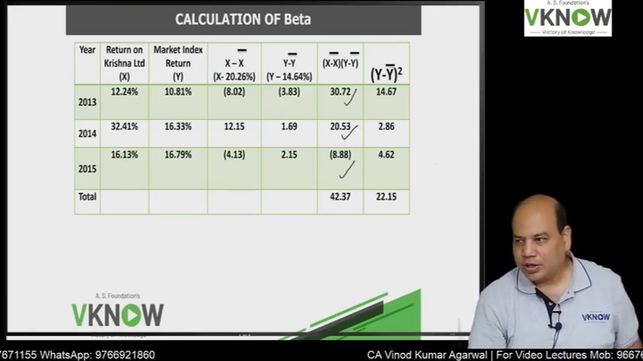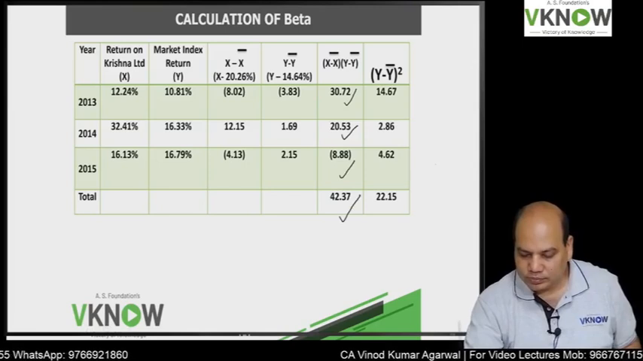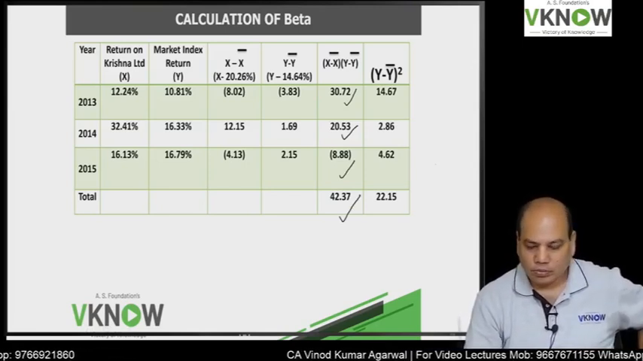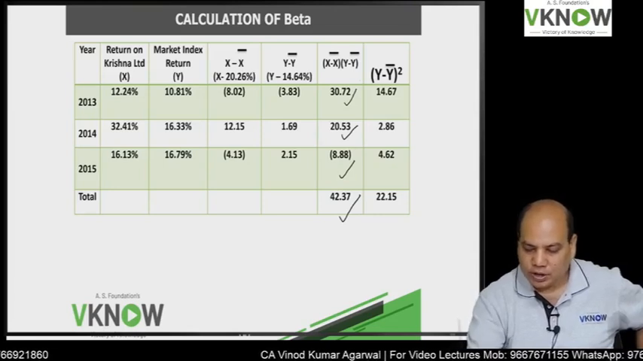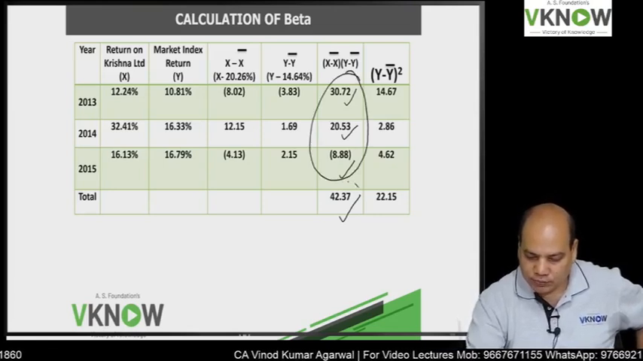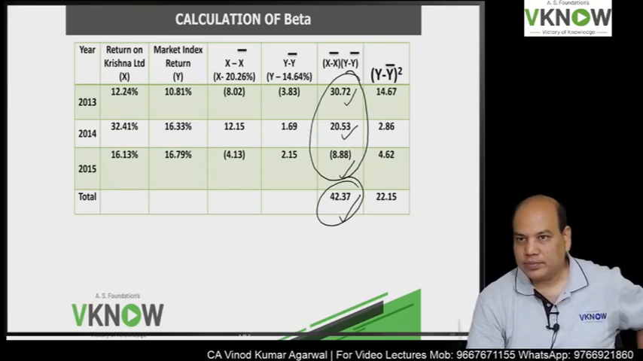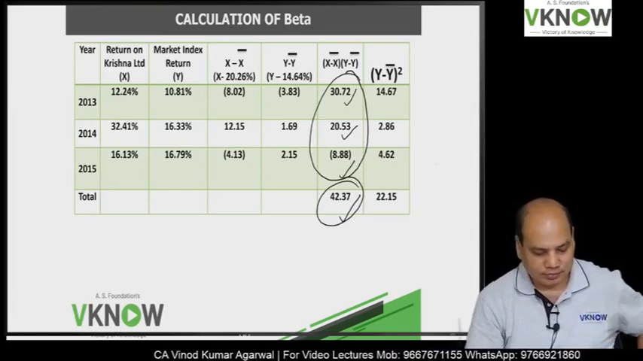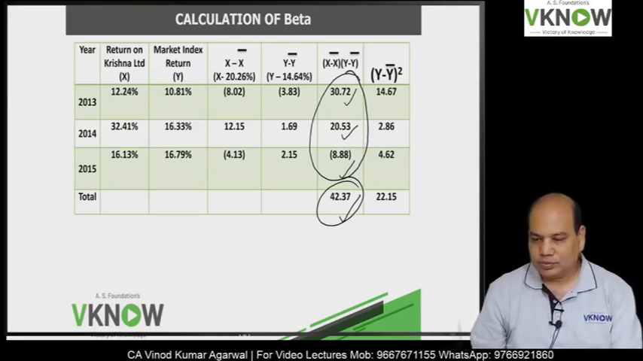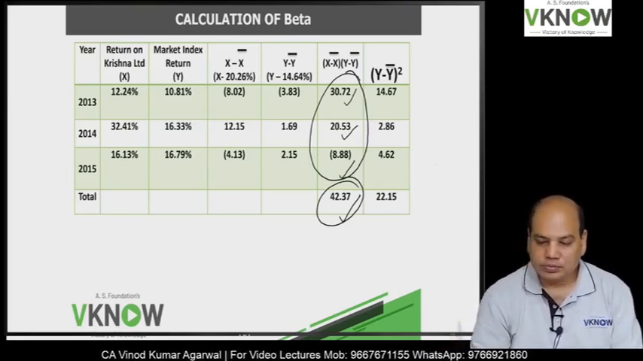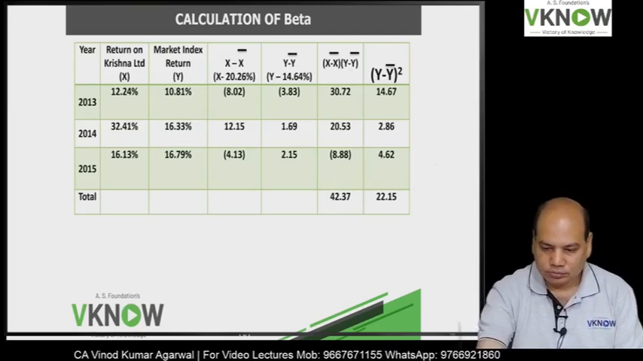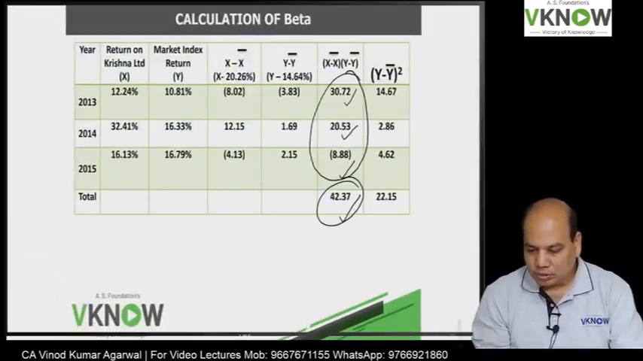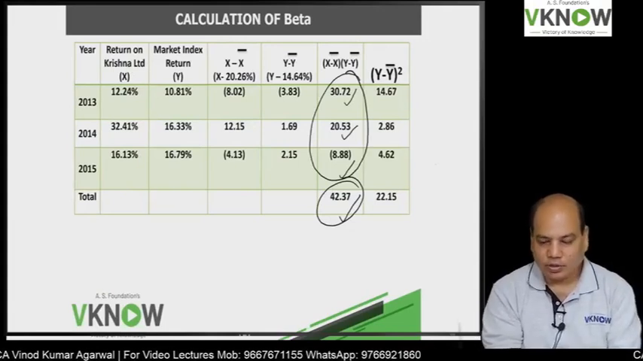Minus 8.88. Total. Check total. Take total of these three numbers. 42.37 you are getting. Is it right now? Now take y minus y bar square.